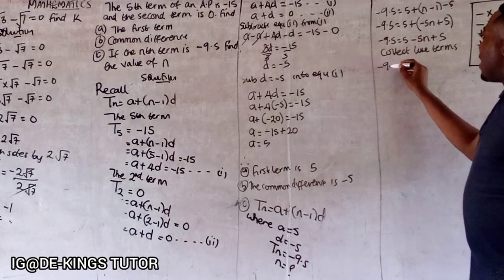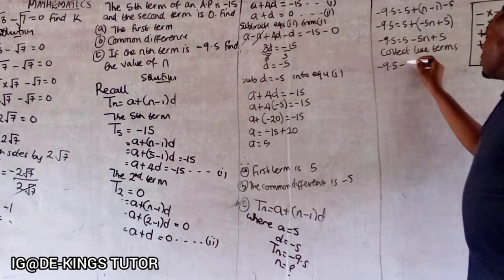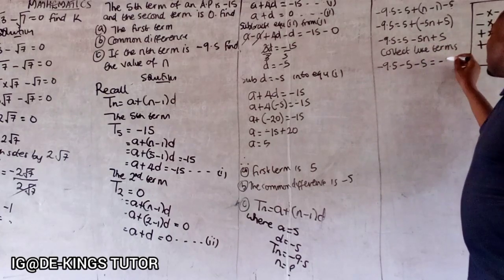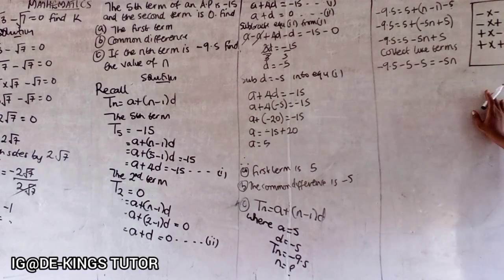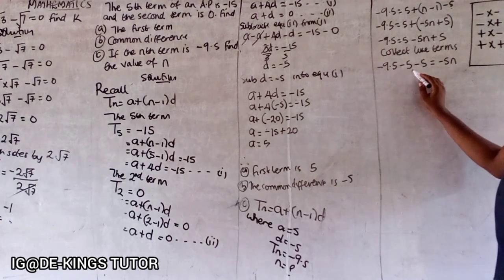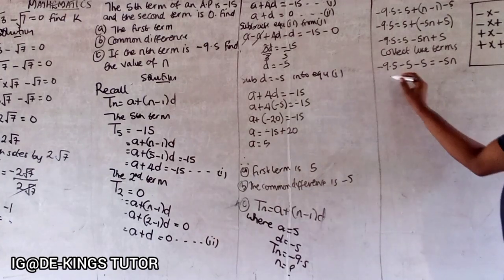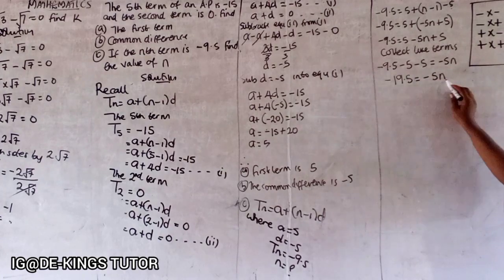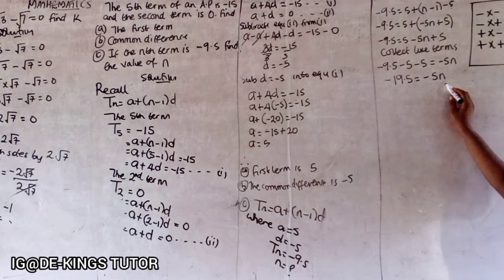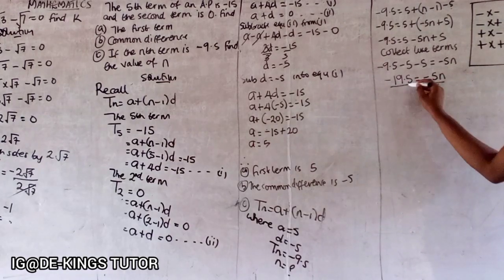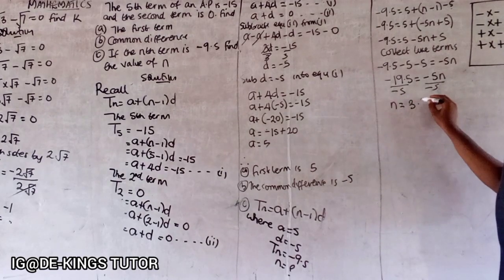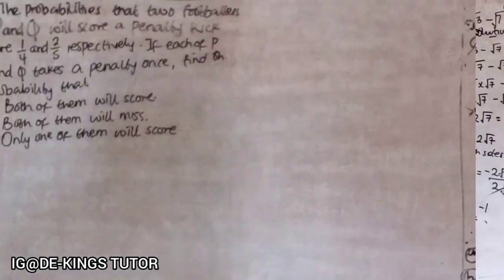So we have minus 9.5 here. 5 crossed over itself, so minus 5. Plus 5 crossed over itself, so minus 5 equals minus 5n. Okay. So help me. Minus 9.5 minus 5 minus 5, minus 19.5 equals minus 5n. Our aim from the question is to find what? n. So my n is now what? 3.9. Value of n. Okay, exactly.